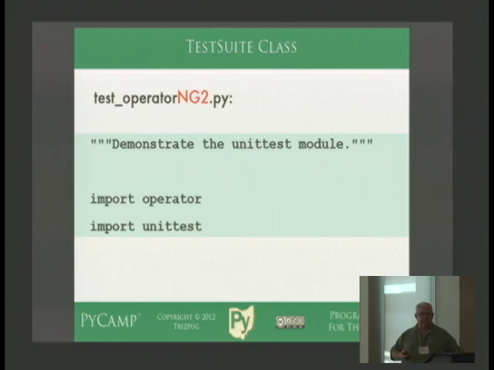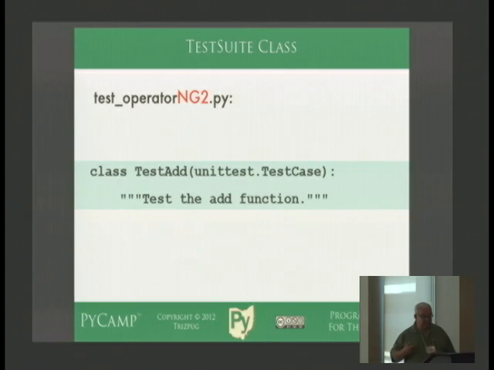Okay, so we're going to make an ng2 instance of our test_operator.py script. Next generation 2, the second generation, is actually the third generation of the test_operator script. And just like before, it is going to have a docstring at the top of the module, like all good modules should, and it's going to import the thing to test and the thing doing the testing. Then instead of a TestOperator class, we're going to factor out all the tests that have to do with the add function of the operator module into one class. We're going to call it the TestAdd class, and it's a subclass of unittest.TestCase.